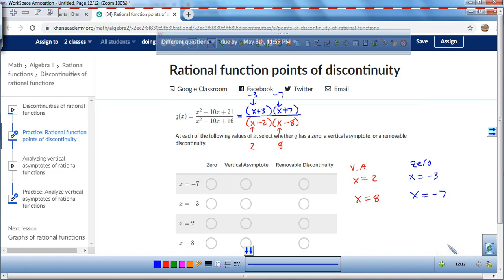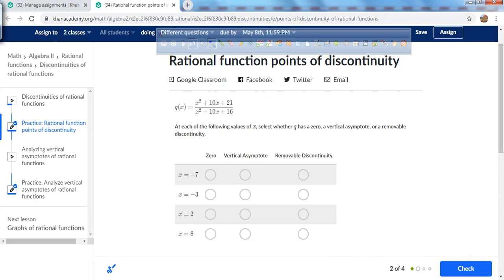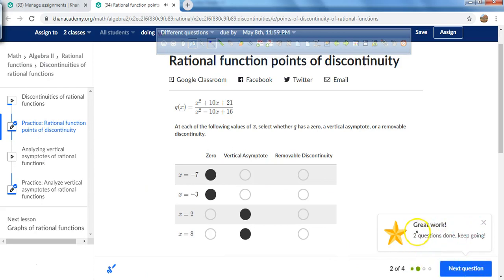So there we go. There's our zeros. There's our vertical asymptotes. So we got a 0 at -7. We've got a 0 at -3. We've got a vertical asymptote at a 2 and an 8. And we hit check. All right.